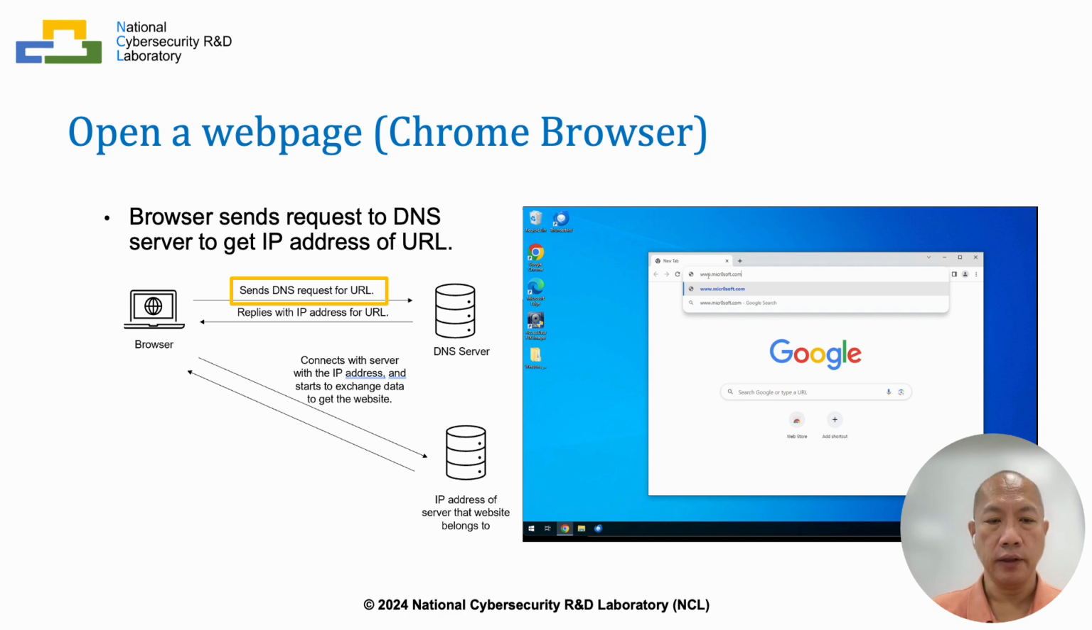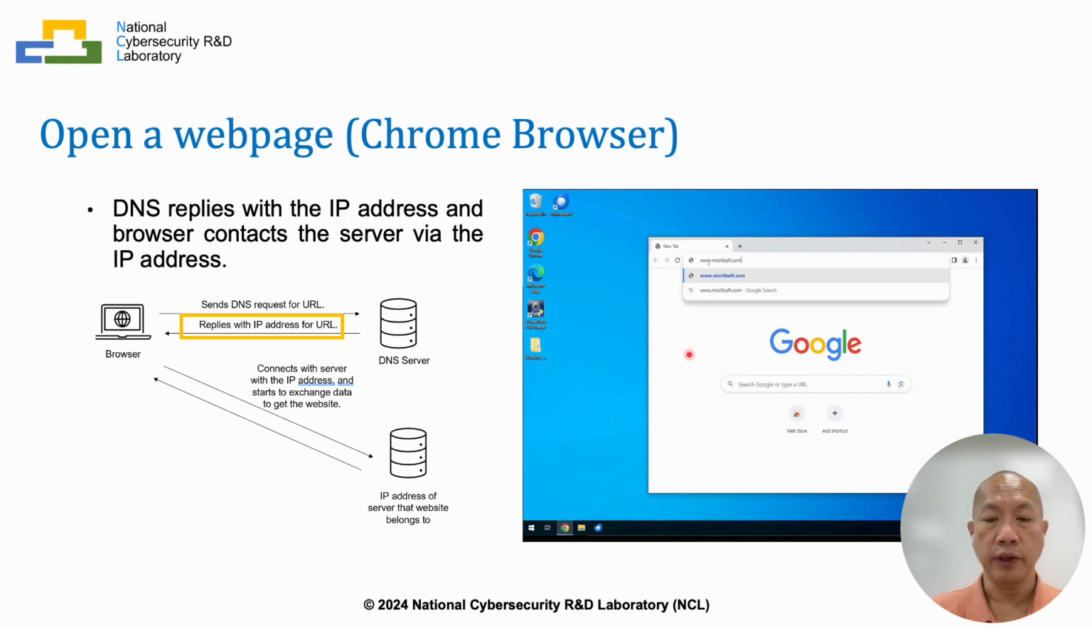All right, let's get started with opening up a web page. First, I open up a Chrome browser on my computer, and then I type in a URL. At this point of time, when I press enter, the browser doesn't know where to go to. So it will take this URL and send it over to my DNS server. My DNS server will then reply with the IP address.